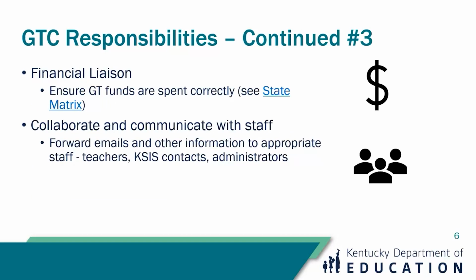Finally, the GTC is also the financial liaison between the state and the district. So you want to make sure that those funds are spent correctly. And if you're not sure how much funding you're receiving for your district, you can go to the state grant webpage and find how much money your district has been allocated there. Also on that page, you'll see a state matrix, and the state matrix gives you the codes and which codes are allowable for spending the state money.